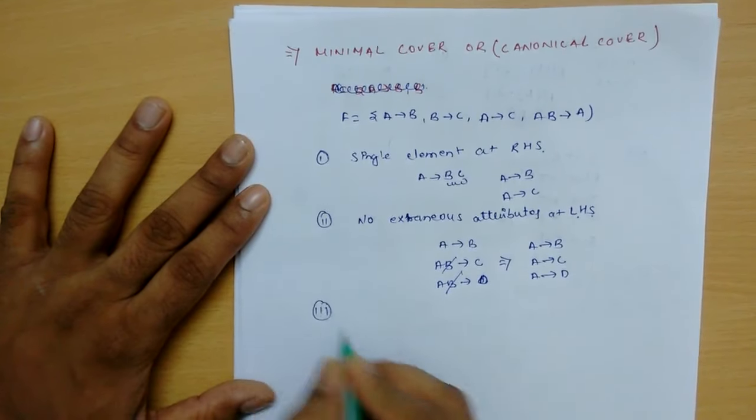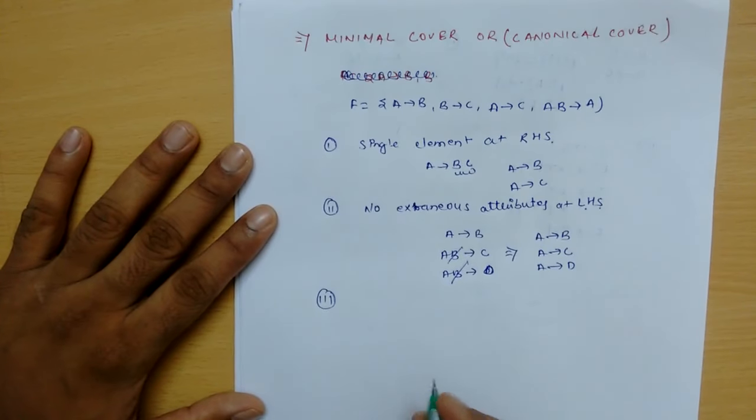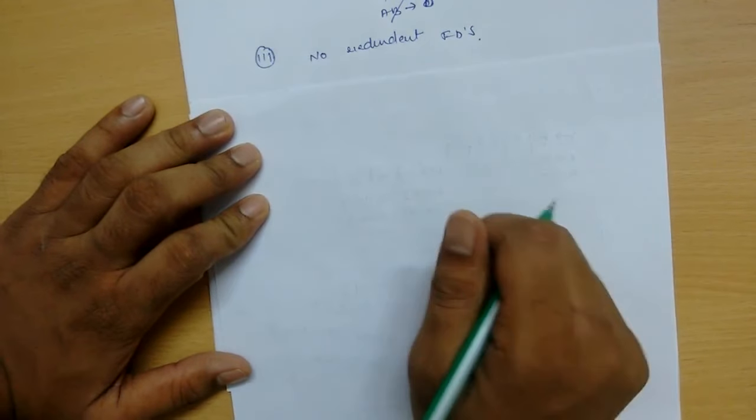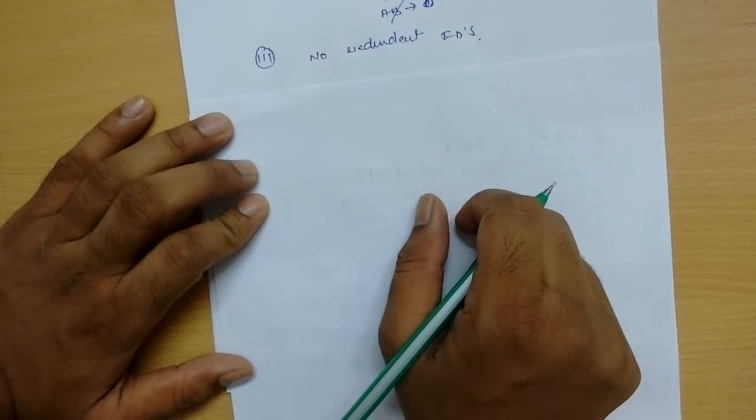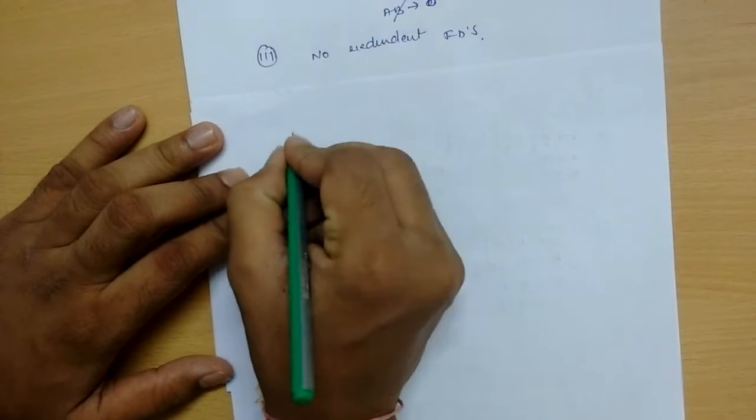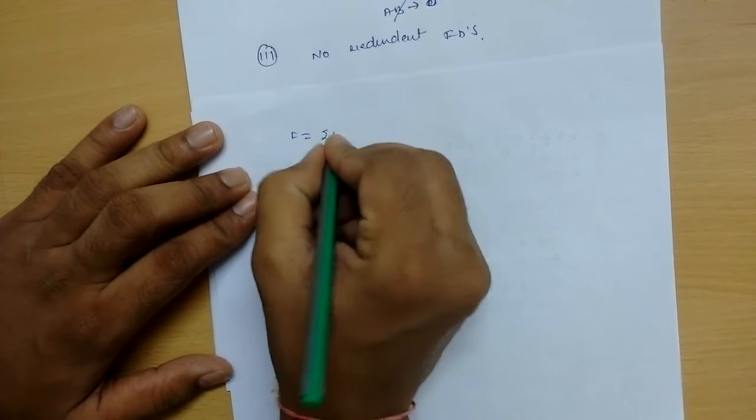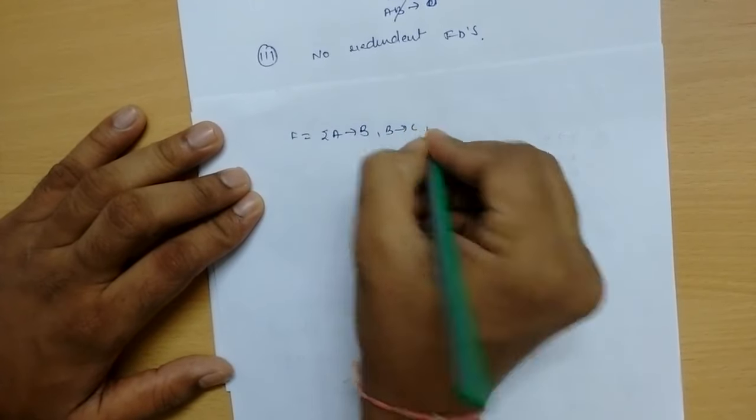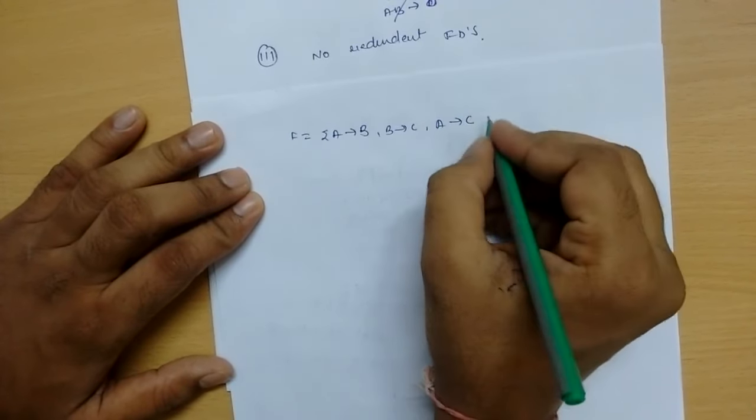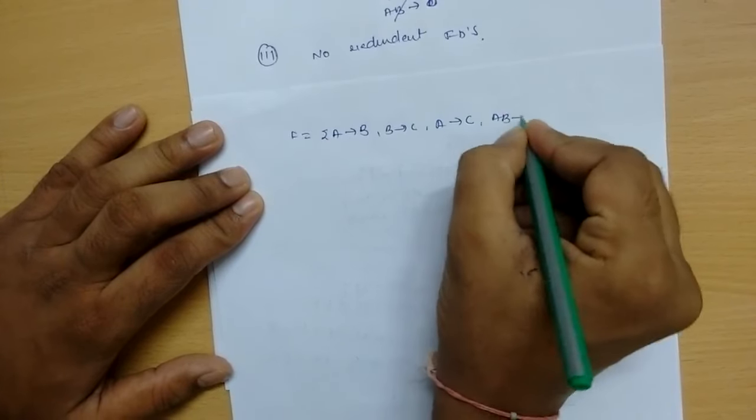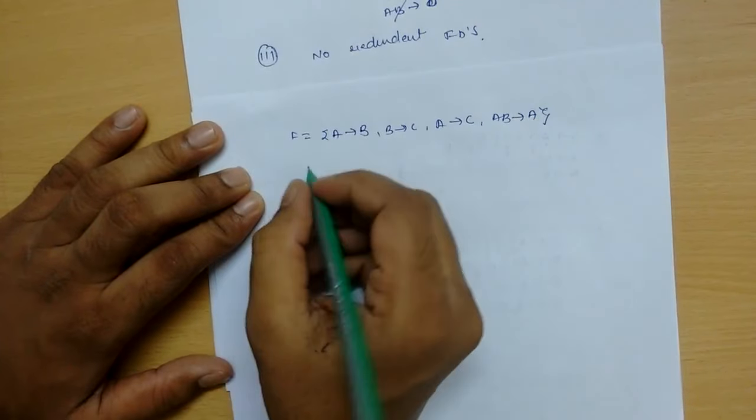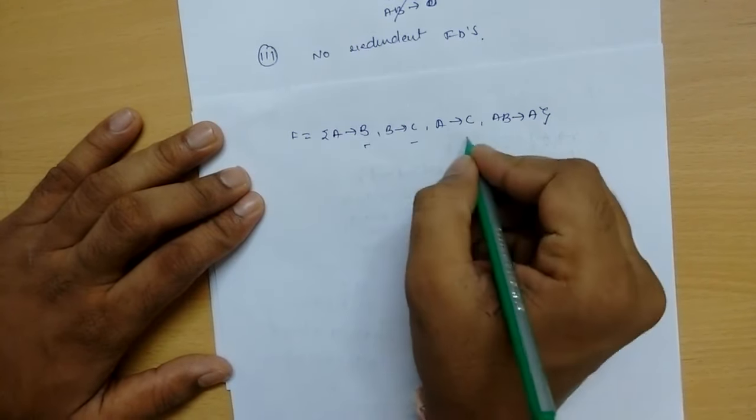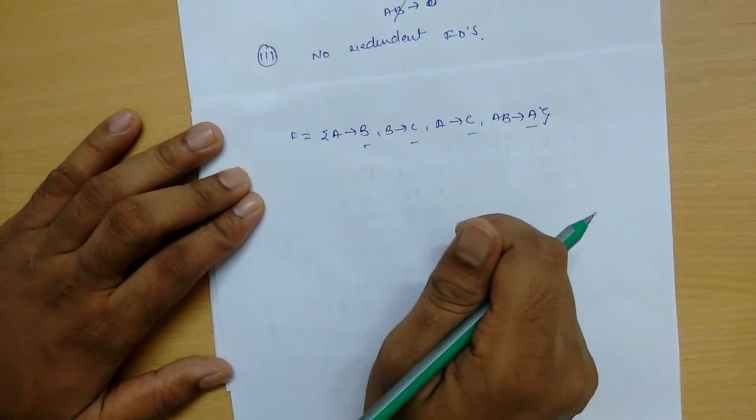The third step is that there should not be any redundant FDs. I'll take an example here and solve it. I'll take the same example given here: A determines B, B determines C, A determines C, and AB determines A. Our first step says that there should be a single-element RHS. We already have a single-element RHS, so we do not need to do anything.